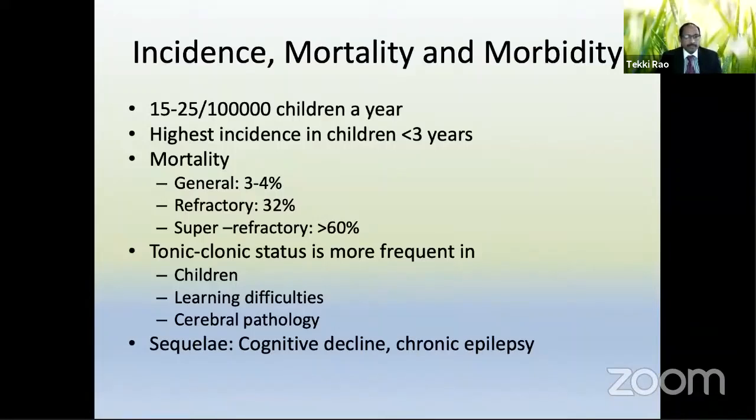Whereas if it becomes refractory, mortality can go up to 32%, whereas in super refractory, even up to 60%. However, this figure is derived from the adult population. Tonic-clonic status is quite frequent in children and those with learning difficulties and those with cerebral pathology. Unfortunately, even though mortality may not be the outcome, children could end up with cognitive decline and chronic epilepsy.